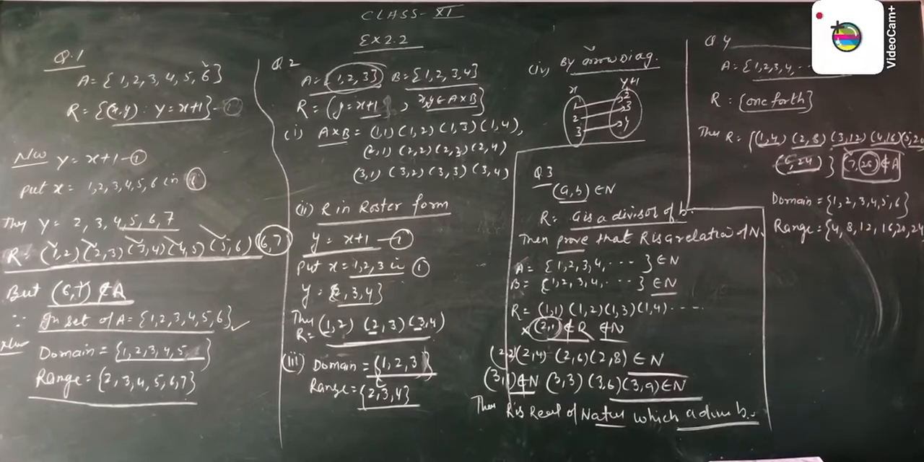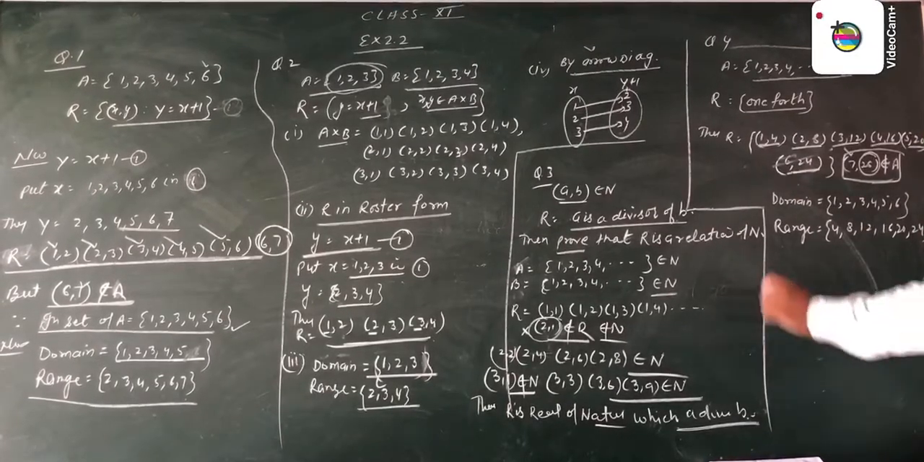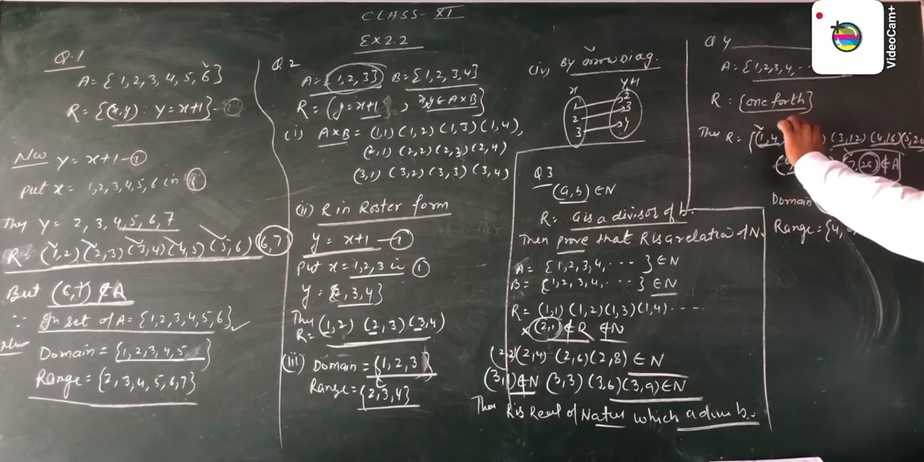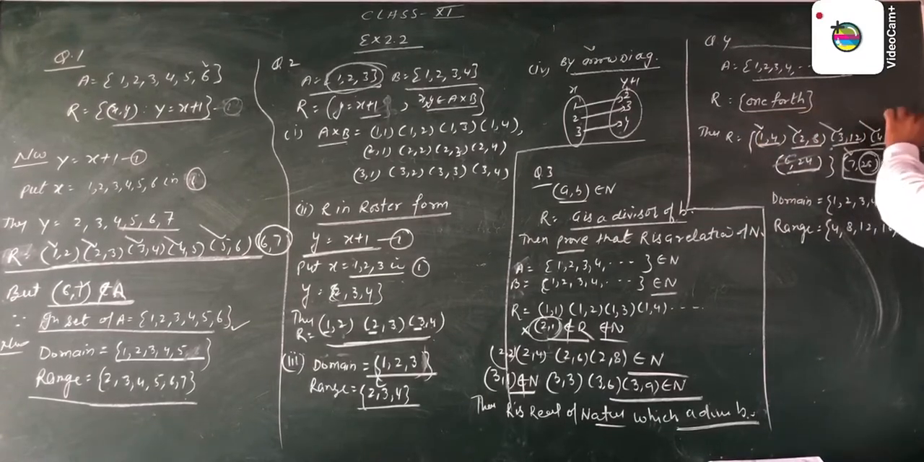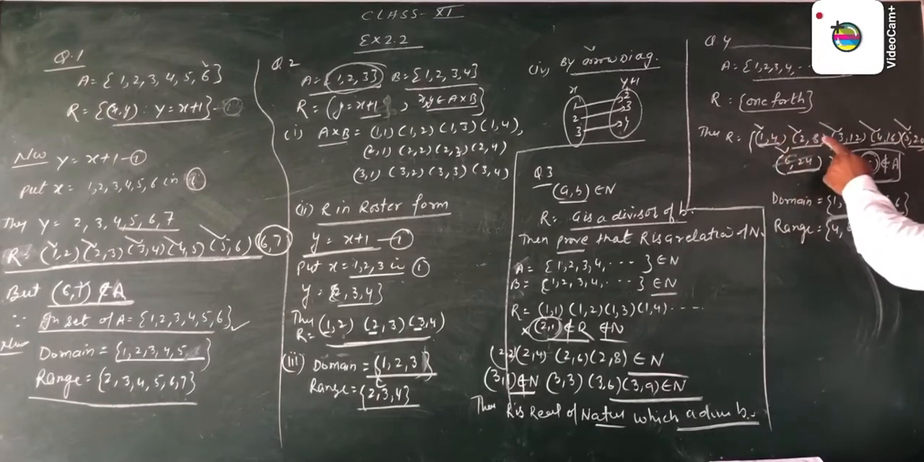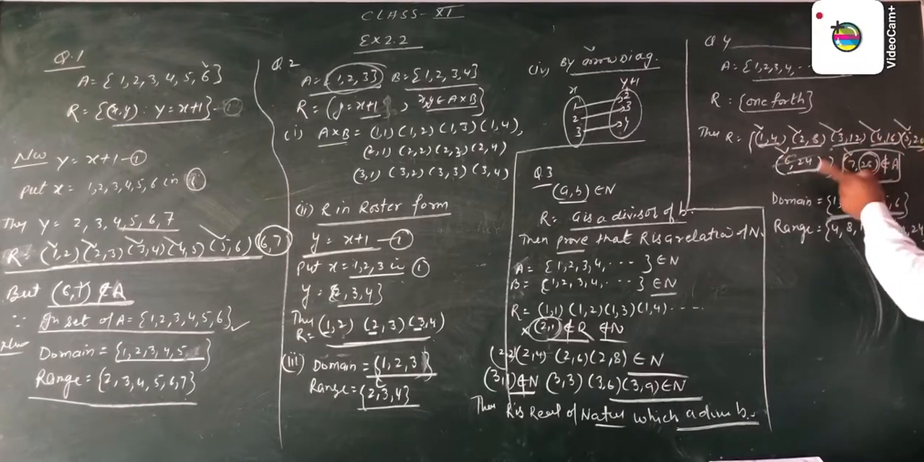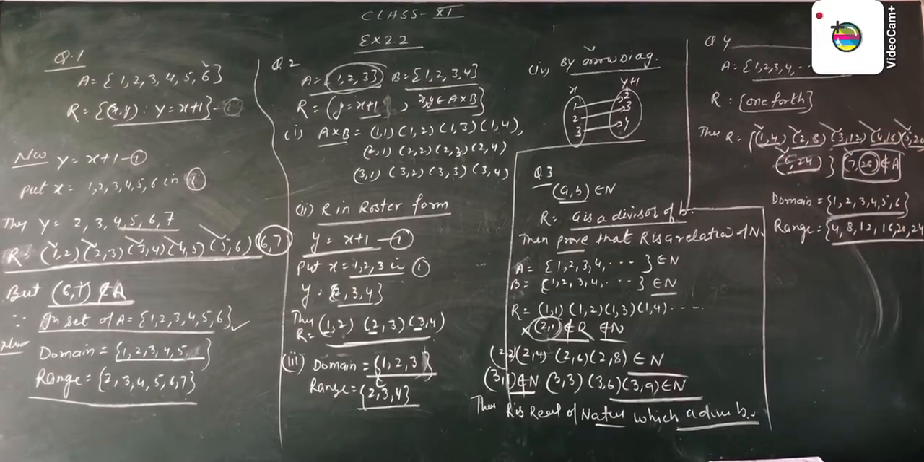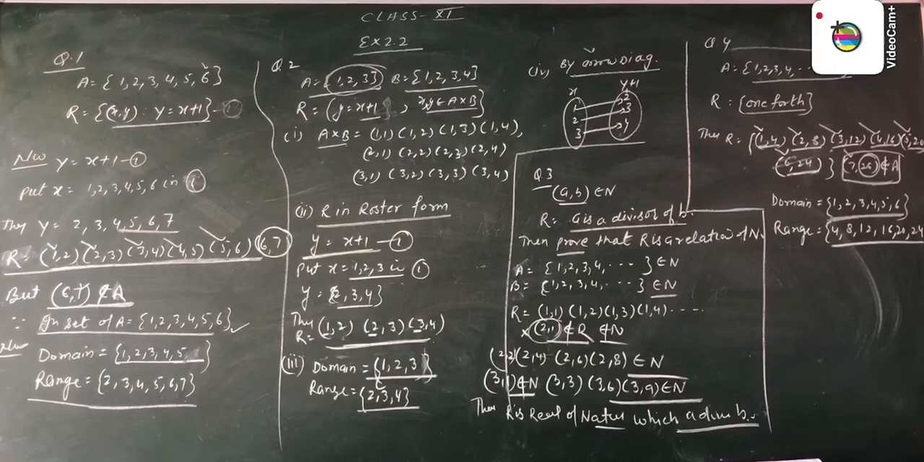These are the relations. Now we have to find the domain of this relation. The first components 1 2 3 4 5 6 are the domain of this relation. 4 8 12 16 20 24 are the range, the second components of this relation.